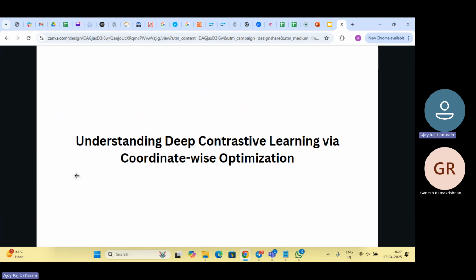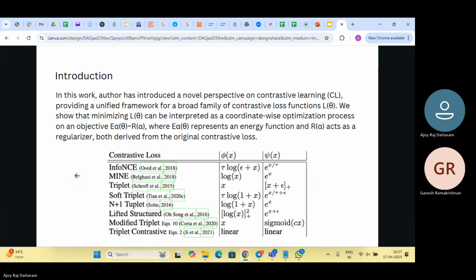Okay, so now this is the second paper which I am presenting. It's Understanding Deep Contrastive Learning via Coordinate-wise Optimization. In this work, the author has provided a new way of contrastive learning, and it has also given relations between the neural network and the loss itself. Because before this, there were not many studies on what features the model was learning with respect to the contrastive loss. So this is the table of contrastive losses. These are two functions. We can form these contrastive losses by taking these pairs of loss functions.